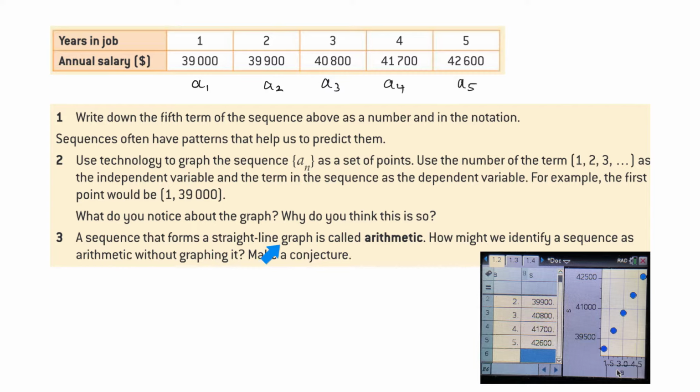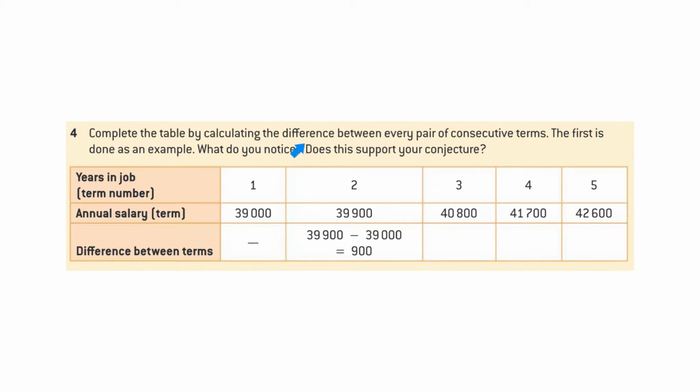3, a sequence that forms a straight line graph is called arithmetic. So that defines it as arithmetic. How might we identify a sequence as arithmetic without graphing it? Well, if the increase between each term is a constant value, then it's arithmetic. And I should also add that if it was a decrease, if the numbers were decreasing by a constant term, it's also arithmetic.